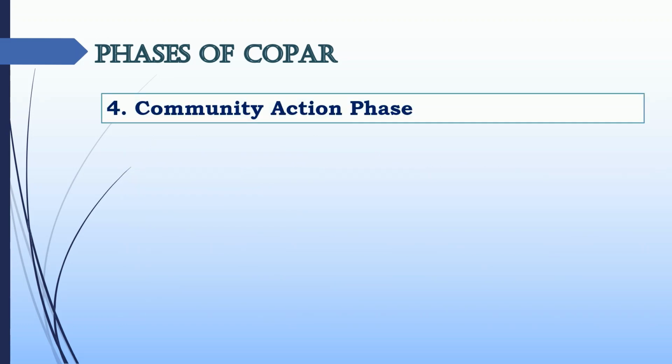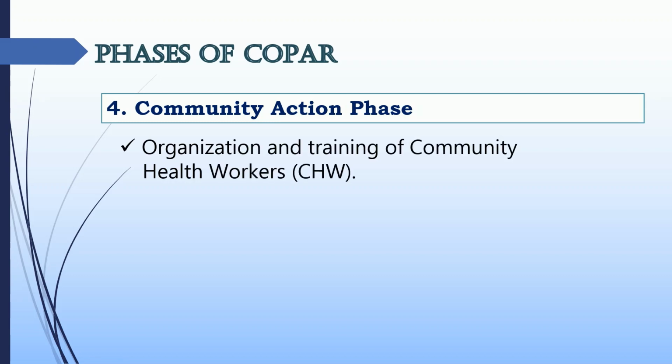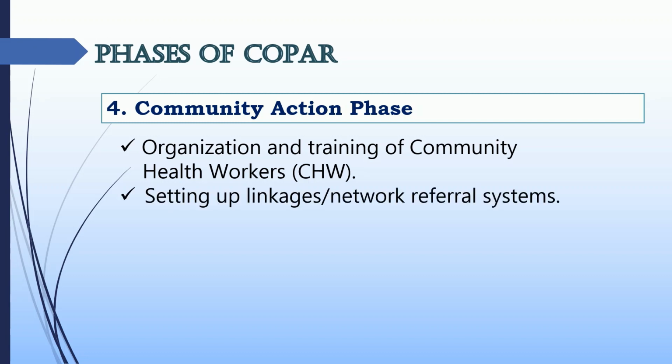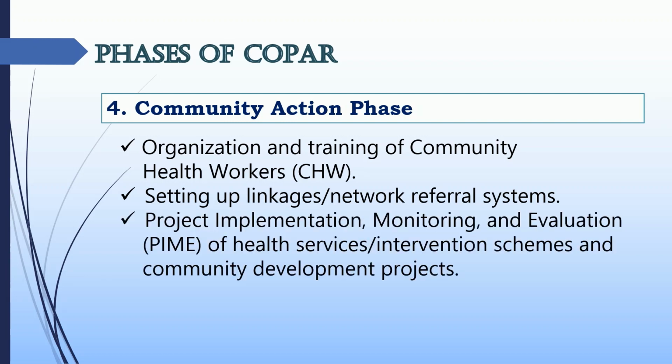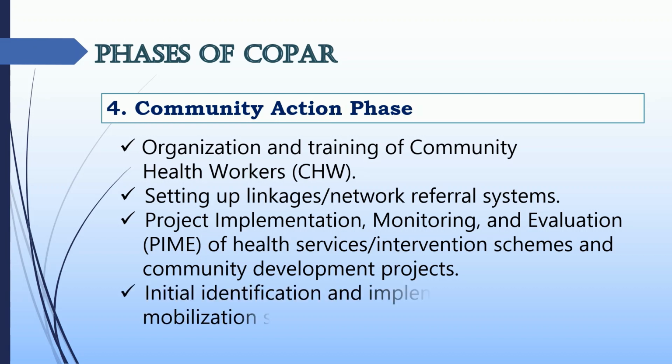Fourth, the community action phase. During this phase, the organization and training of community health workers take place. We develop criteria for the selection of CHWs and train them. Next is setting up linkages, or network referral systems. Then, project implementation, monitoring, and evaluation of health services or intervention schemes and community development projects. Lastly is the initial identification and implementation of resource mobilization schemes.